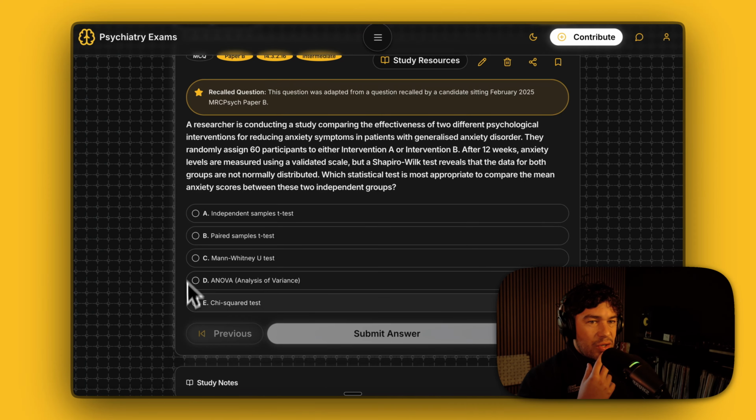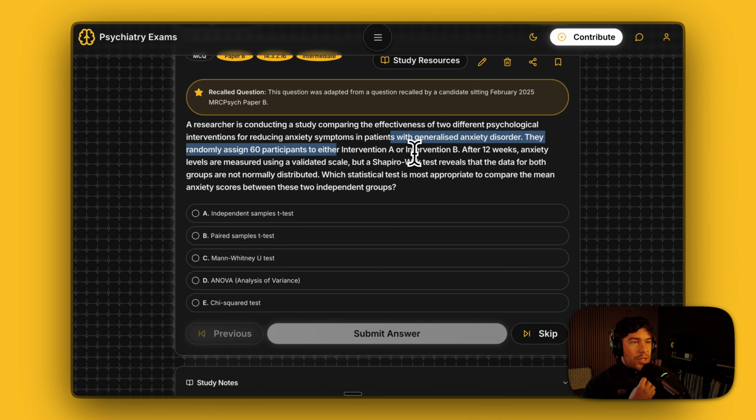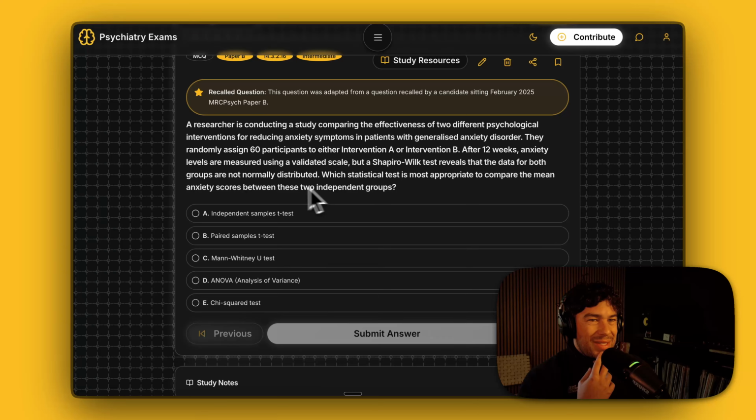So we know it's not the chi-squared test, which is used in categorical data analysis. We know we've got two groups, so intervention A, intervention B. So it's not the analysis of variance, because this is for three or more groups. So we're looking at means then. So it's either independent samples t-test, paired samples t-test, or the Mann-Whitney U-test.